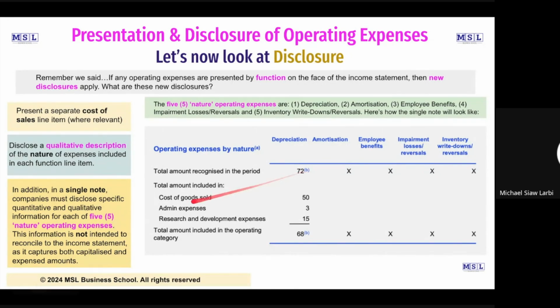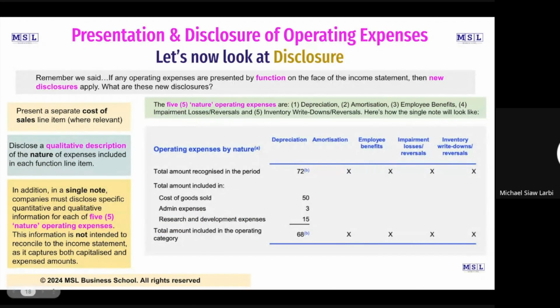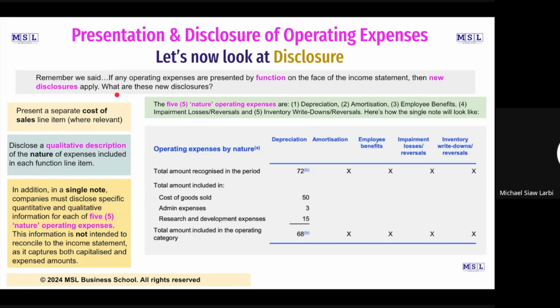But please take note that this is not intended to fully reconcile to the P&L, because here it'll capture both capitalized and expense amounts. So don't expect this note to be the same as the figures in the P&L. Some items may have been capitalized and will be on the balance sheet, for example. But we want to see, how did you spread everything out? Right. So remember, we need a presentation and reconciliation from functional to nature. I hope that's fine, right?